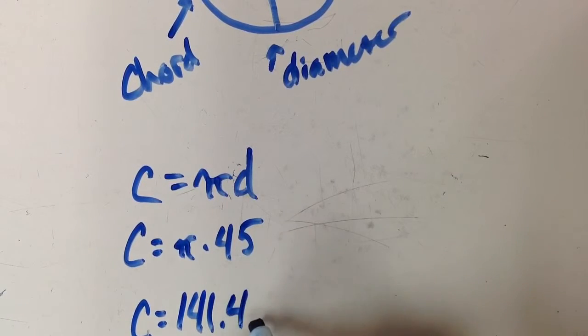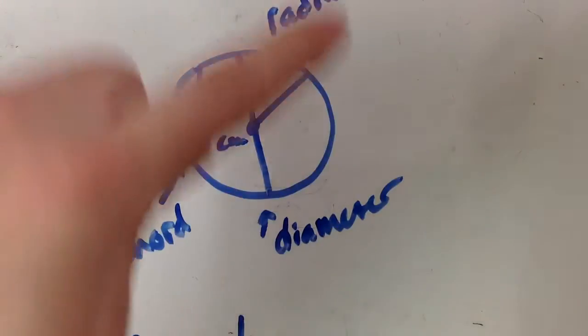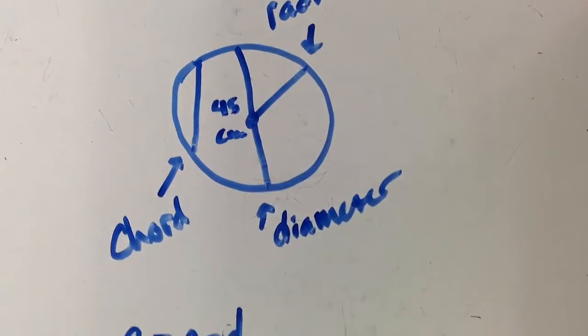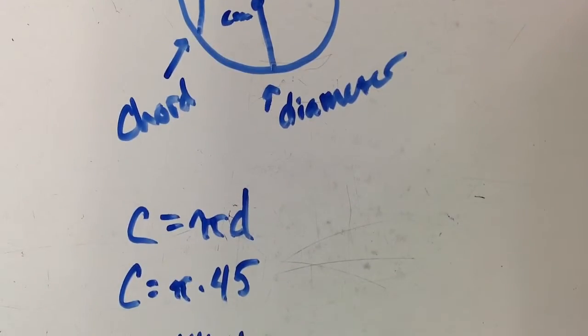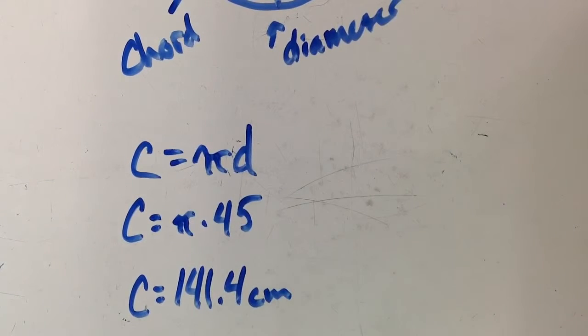141.4 centimeters. Now, because I'm looking for my distance around my circle, it is not the shading on the inside. So my units are not squared, and I can use a calculator to help me out with the pi function.